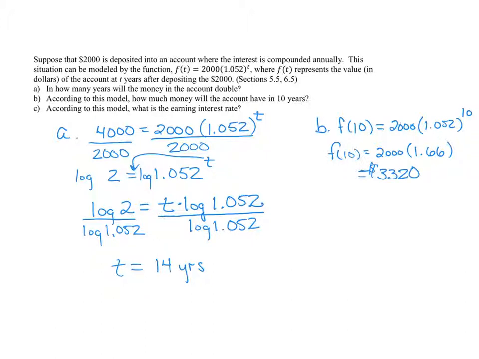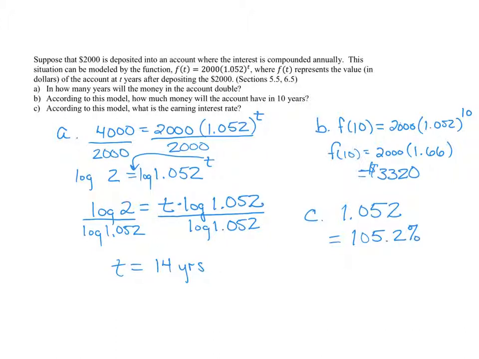Okay, for part C, we have, what is the earning interest rate? So again, we're only going to look at our base multiplier. We have 1.052. If I wrote this as a percentage, this is 105.2%.